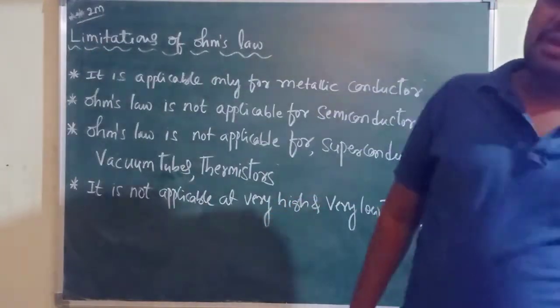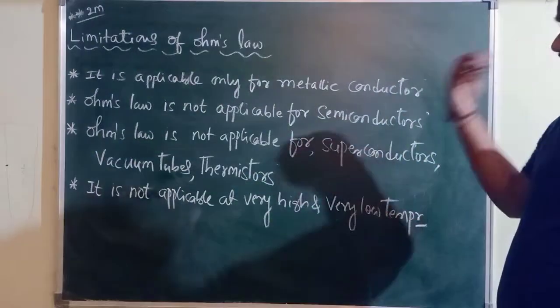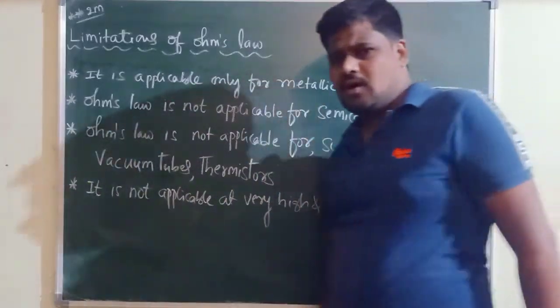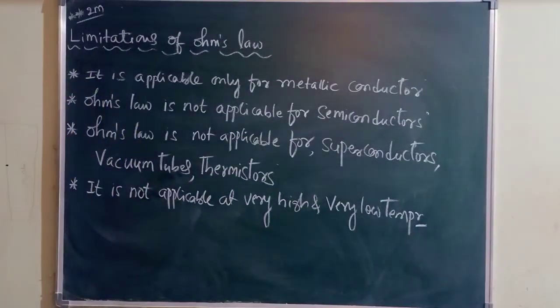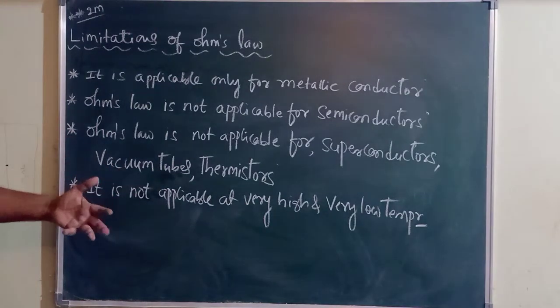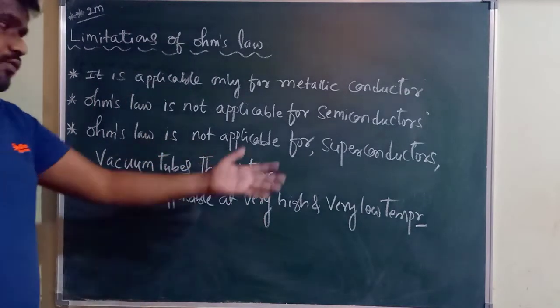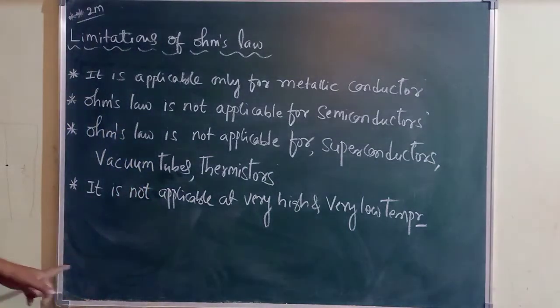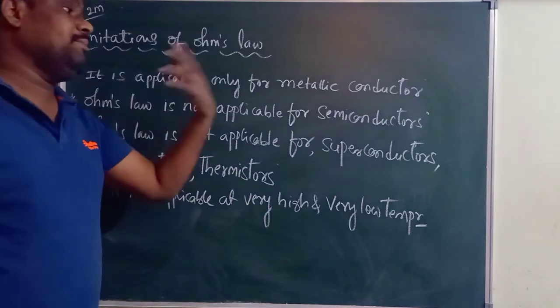You can collect many limitations of Ohm's law. As of now, I feel these four are sufficient for your information. What are the limitations? Ohm's law is applicable only for metallic conductors. That is a limitation: only if it is a metallic conductor does Ohm's law apply, otherwise it does not. And one more thing, Ohm's law is applicable only when the temperature is moderate. If we have very high temperature or very low temperature, in such cases Ohm's law is not applicable. Next, Ohm's law is not applicable for semiconductors.